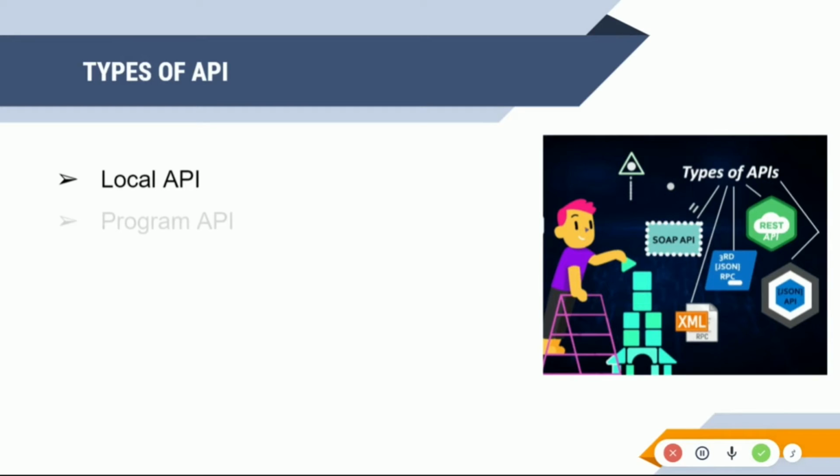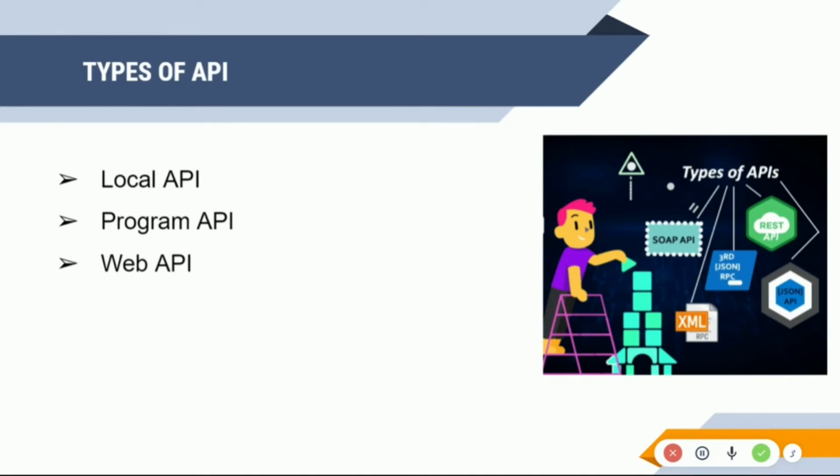Next is the program API, which is based on RPC technology, that is, remote procedure call technology, where a part of the program or the remote program is on another server. For example, we could consider the functions in a programming language where we send a call to the function and then that part of the code within the function is executed and returned back to the original program. Similarly, program API is used between remote programs on different servers.